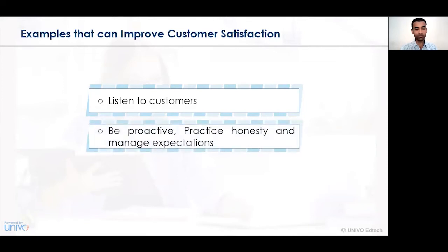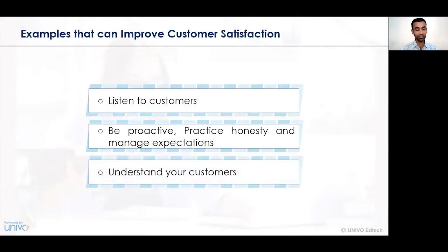The next perspective is being proactive, practicing honesty and managing expectations. Here, the organization should always be very proactive and quite confident about how we approach certain customers. While approaching a particular customer, when the goods, services, and commodities are being provided to them, practicing honesty and managing expectations are essentially important, and hence it increases the customer's level of satisfaction.